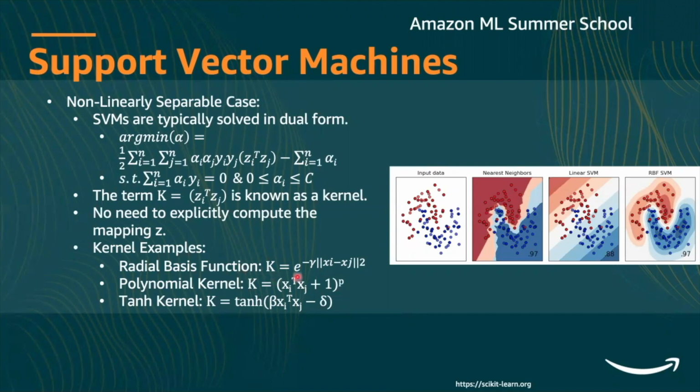This can be a radial basis function, shown here. It can be a polynomial function. It can be a tangent kernel, right? So this is an example.